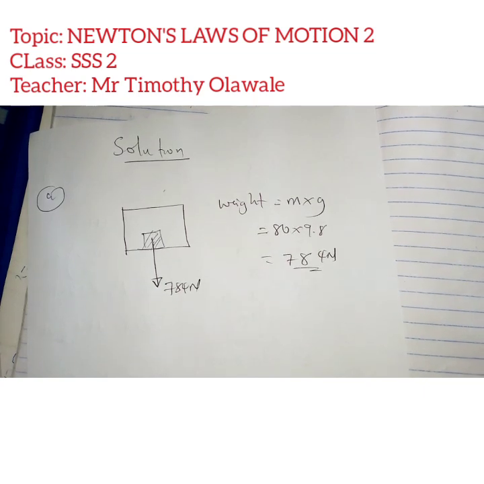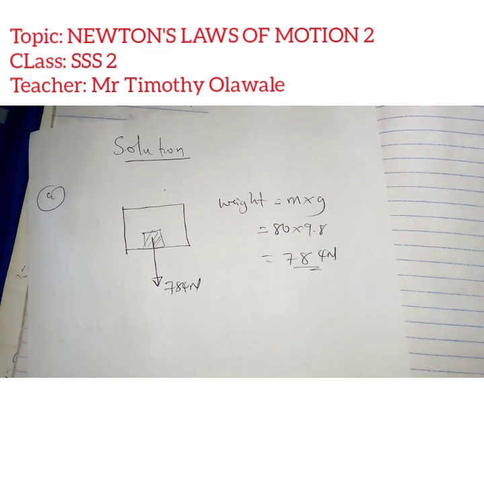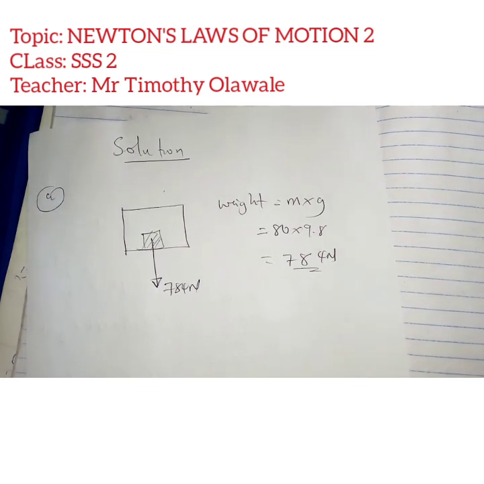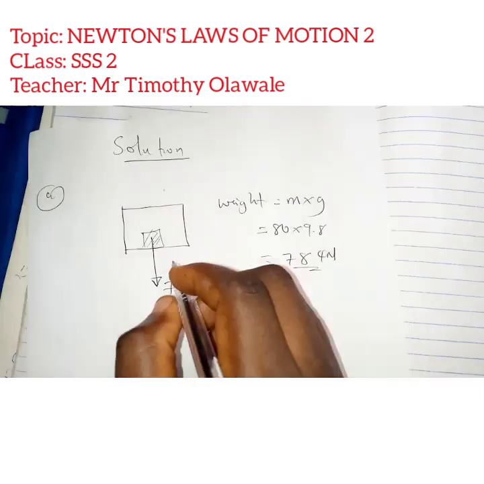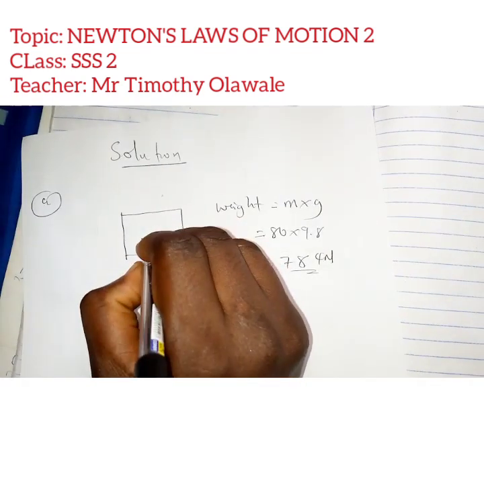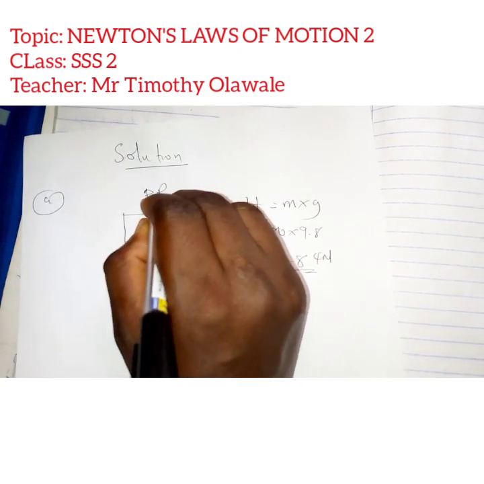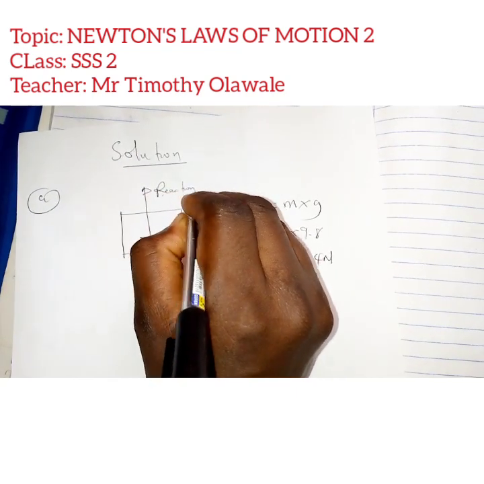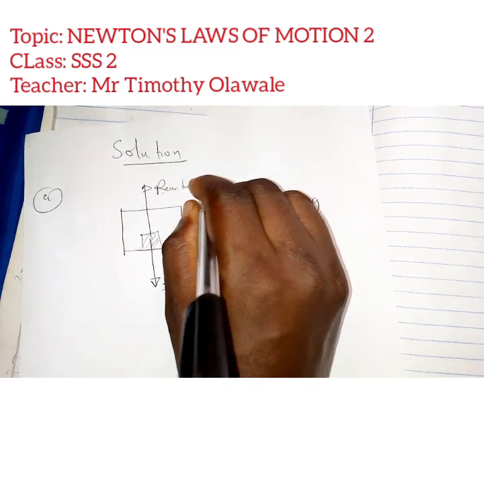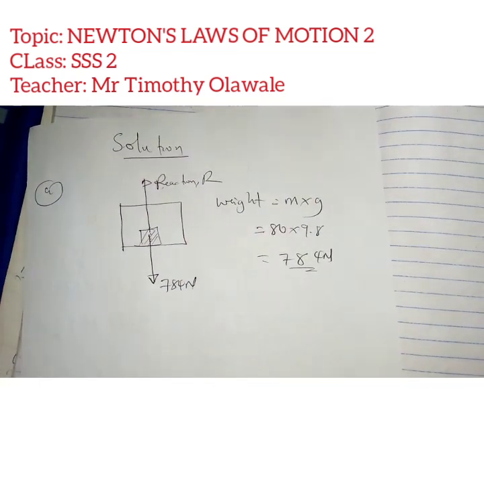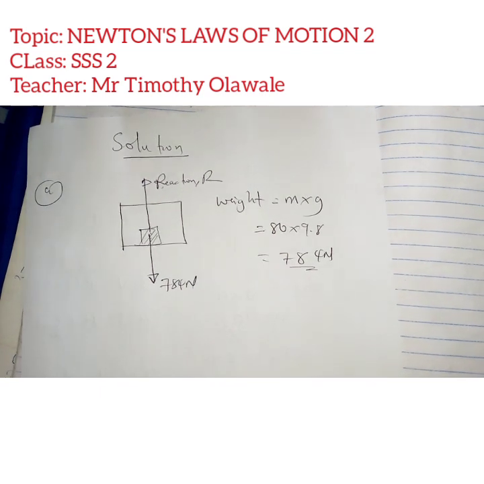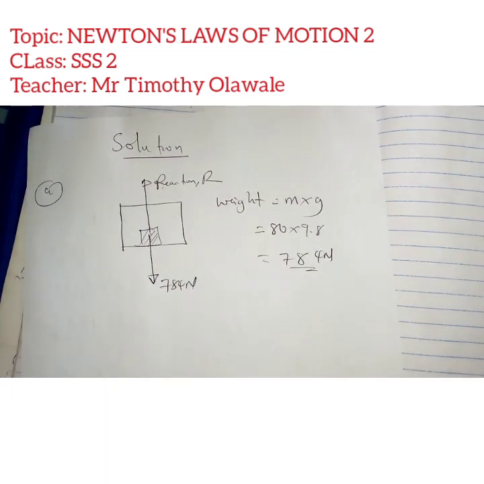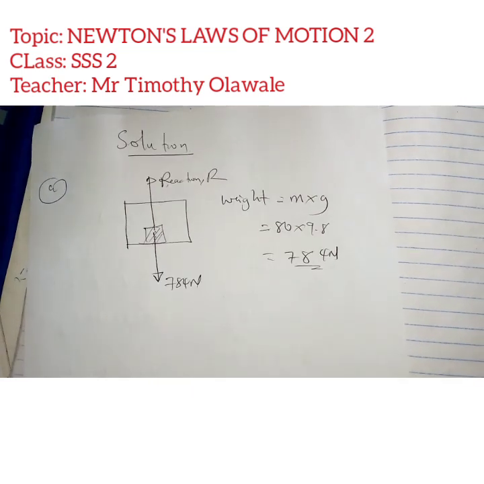From the third law of motion, Newton's third law, it says for every action there is an equal and opposite reaction. So if there is a weight acting down, there would also be a reaction, R. The reaction R will act in the opposite direction. So we have two forces: the reaction and the weight of the body.